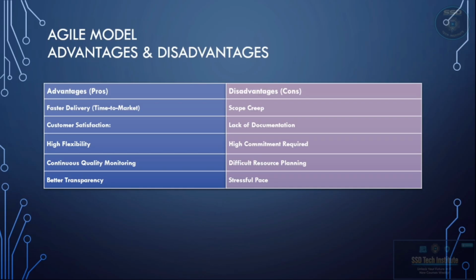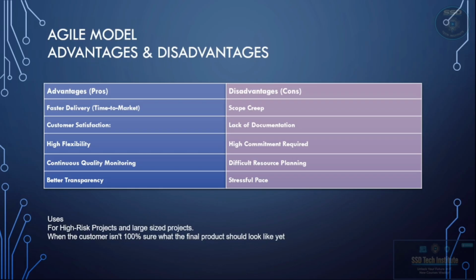Difficult resource planning. Since we don't plan everything 100% at the start, it is hard to predict exactly how much the final product will cost and when the last features will be done. The stressful pace. The sprint cycle is so fast, the work is constant within 2 weeks. The deadlines can sometimes be stressful for the development team.